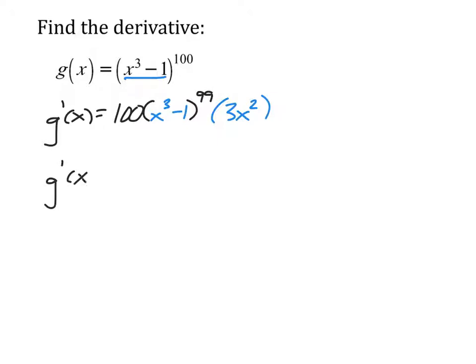So g prime of x is going to equal certainly this x cubed minus 1 all to the 99th. I definitely am going to leave that way. I do not want to actually have to multiply that out. But I can actually multiply this 100 by the 3x squared. And since that's going to give me a monomial, I'm actually going to choose to write that first, because I always like to write my monomials first. So that's going to give me 300x squared times that x cubed minus 1 to the 99th.